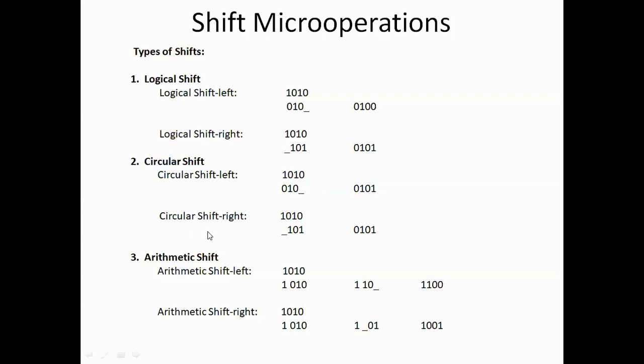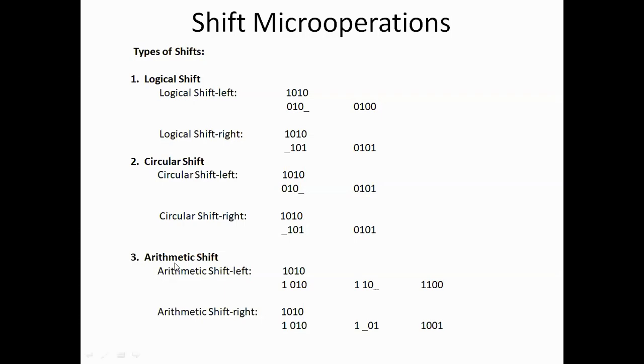And if I do a circular shift right, these bits are to be pushed towards the right. When I push them towards the right, 1 will come here, 0 will come here, this 1 will come here, and this 0 will in a circular way reach this position. So it will become 0 1 0 1.